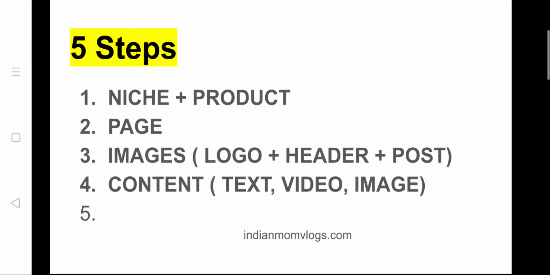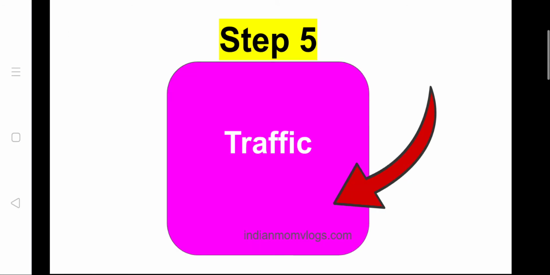So the steps so far were: we picked a niche, we picked a product, we created a page, we created images, we created content. We've looked at content, okay, text, video, images, different types of content can be used. What next? Next is we need traffic. How do you get traffic to this site?